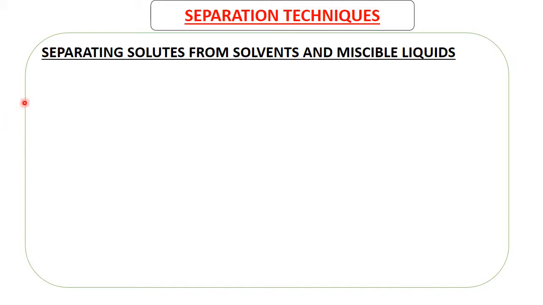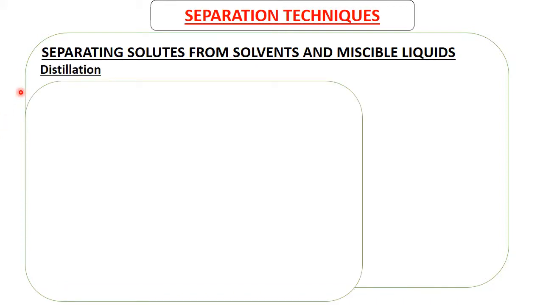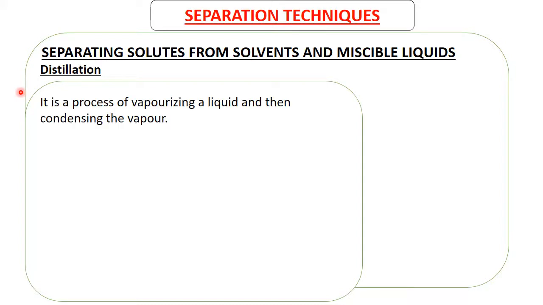So we're going to start with the first technique, which is distillation. Distillation is simply defined as a process of vaporizing a liquid and then condensing the vapor. In distillation, you have a solute and a solvent, or maybe two liquids. The general idea is you heat the mixture, then at a certain temperature, one of the components is going to evaporate.